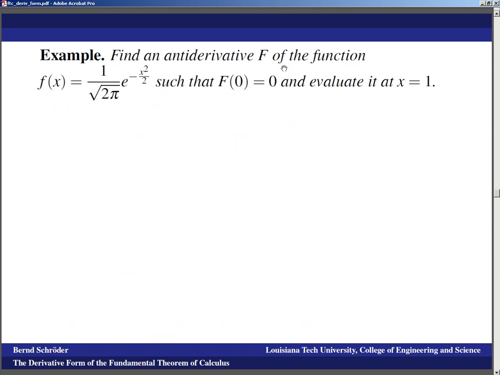Let's find an antiderivative of this function, and we want to find an antiderivative so that f of 0 is 0, and we want to evaluate it at x equals 1.